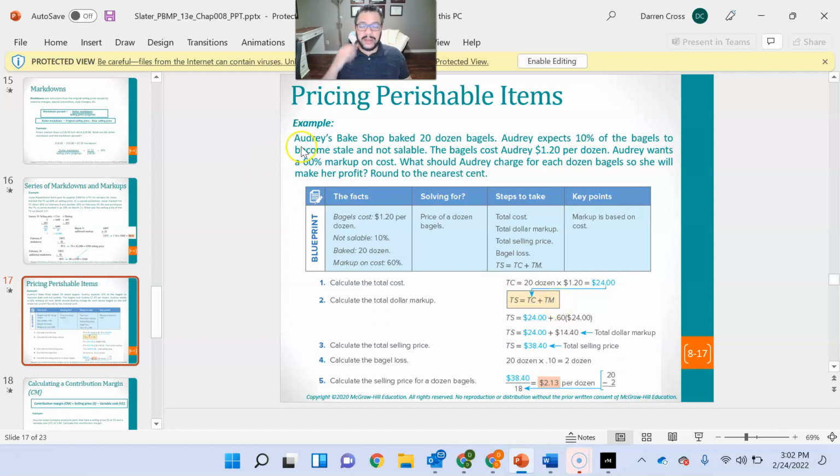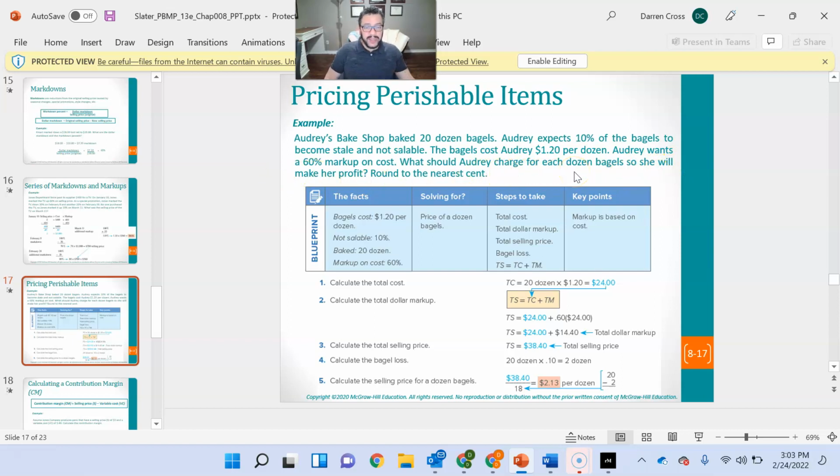Okay, so let's look at the problem that they're giving us. Audrey's Bake Shop baked 20 dozen bagels. They expect that 10% of the bagels will become stale and not saleable. The bagels cost Audrey $1.20 per dozen. She wants a 60% markup on cost. What should Audrey charge for each dozen of bagels so that she will make her profit?